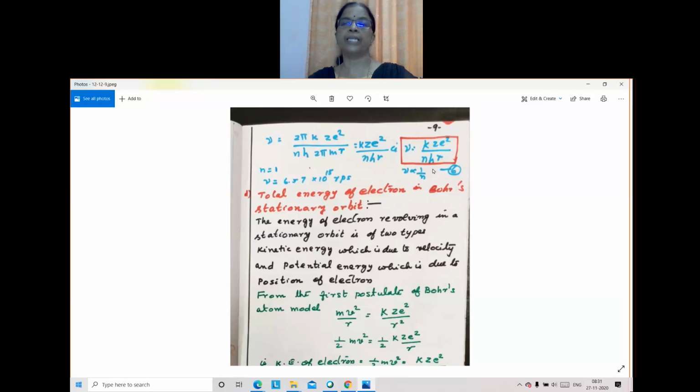K into Z square by NHR. What is Z here? I'll ask Bhumika. What is Z? Badra, what is Z? For the hydrogen atom it is 1. Otherwise, what is it known as? Atomic number. Very good.